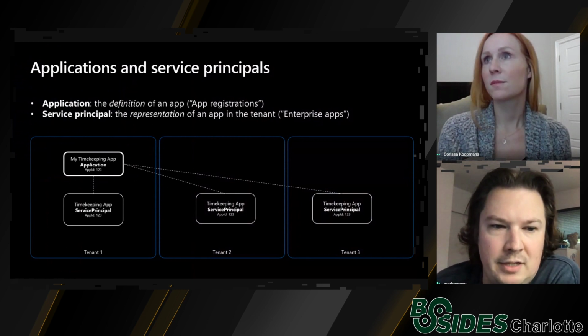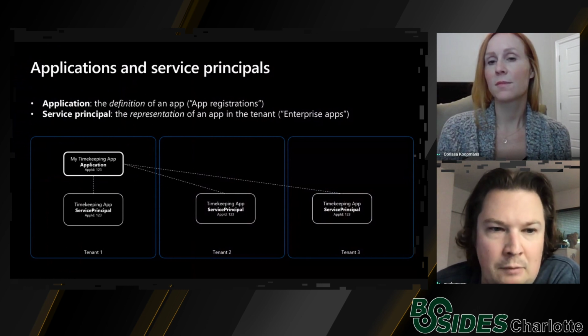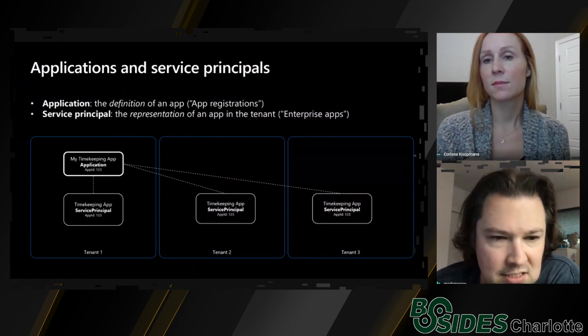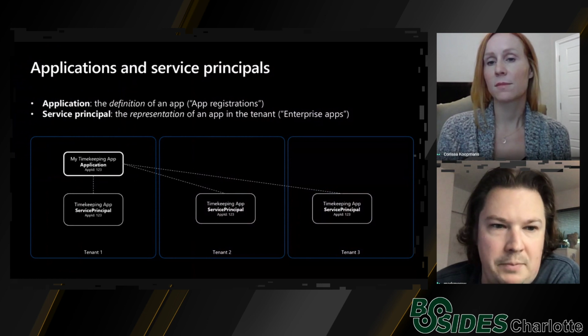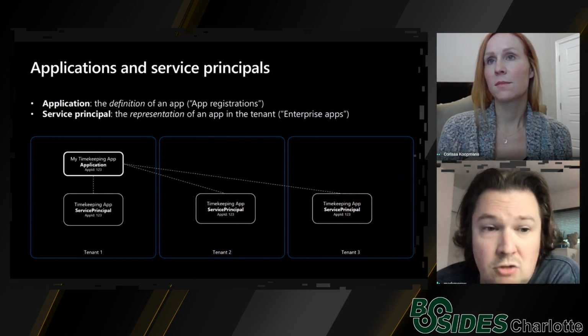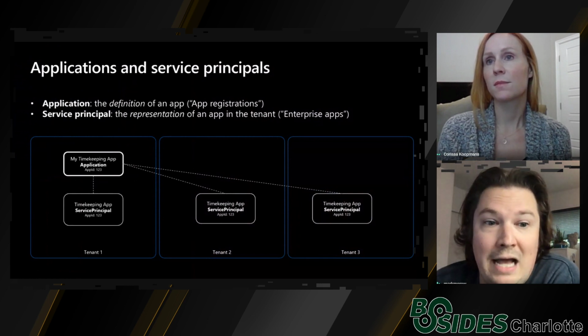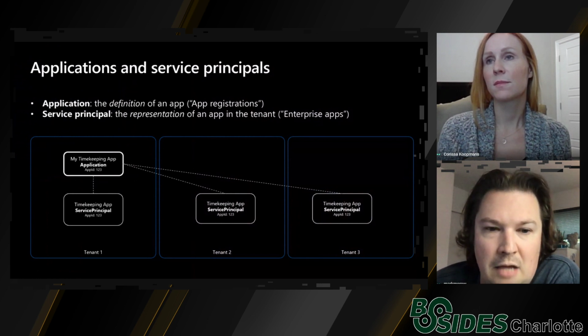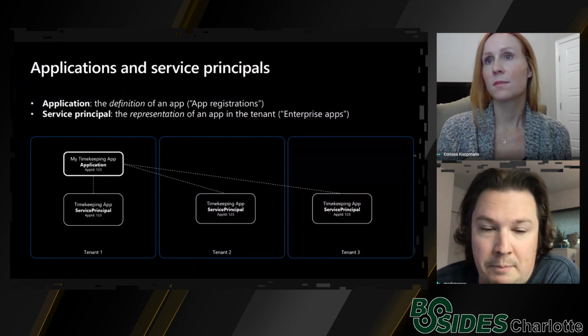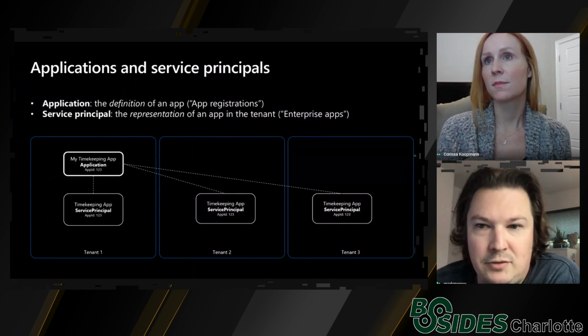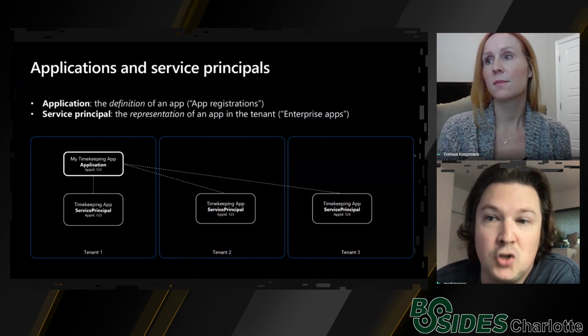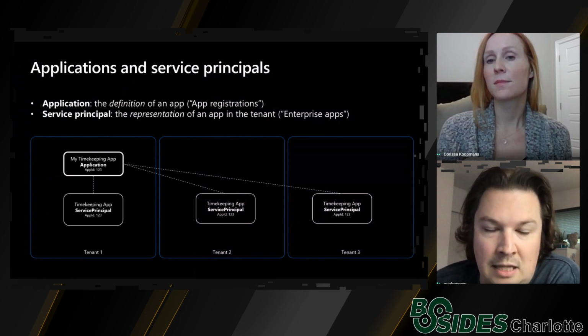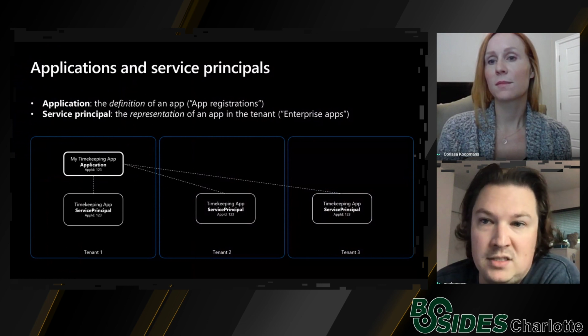To make this clear, here's an example. Let's say I'm tenant one and we make a timekeeping application. Corissa and I make that, and we sell this to other companies. In our tenant, there will be an app registration for that timekeeping application, but we also use that application as a company, so we will have that as a service principal in the enterprise apps. When we sell this application to other companies and they go to add it to their Azure AD tenant, what they will see is a service principal in their tenant. They will not see the app registration. They will only see a service principal.